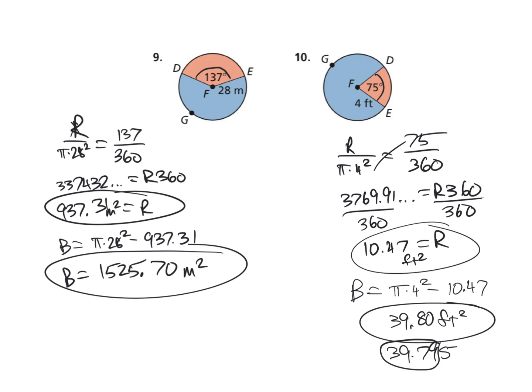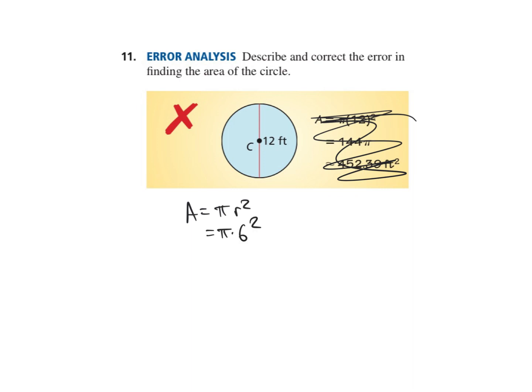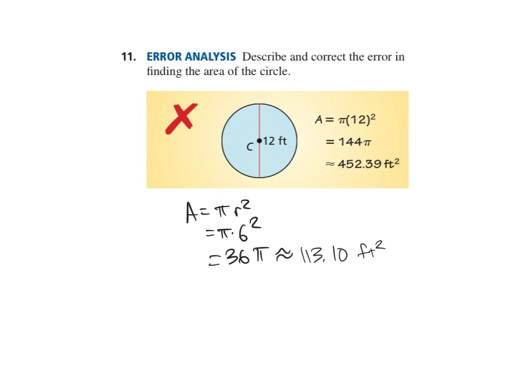All right. Now, what did they do wrong? So before you even look, they're finding the area. The area of the circle is pi r squared. So we get pi times 6 squared, or 36 pi, which is approximately 113.10 square feet. Now, let me erase what they had there. And what did they do wrong? They used 12 as the radius.